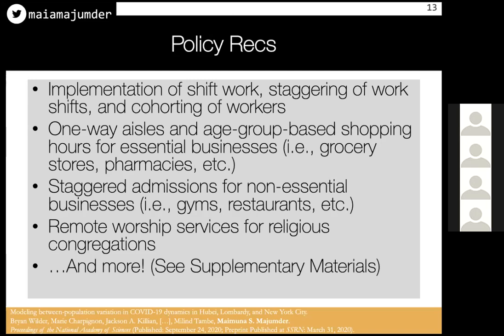These include, but are not limited to, the implementation of shift work, staggering of work shifts, and cohorting of workers in workplaces; one-way aisles and age group-based shopping hours for essential businesses such as grocery stores, pharmacies, and so on; staggered admission for non-essential businesses such as gyms and restaurants; and remote worship services for religious congregations. Further recommendations, including the feasibility of sheltering in place within the work from home paradigm and so on, are elaborated upon in the supplementary materials as well for those who might be interested in learning more.